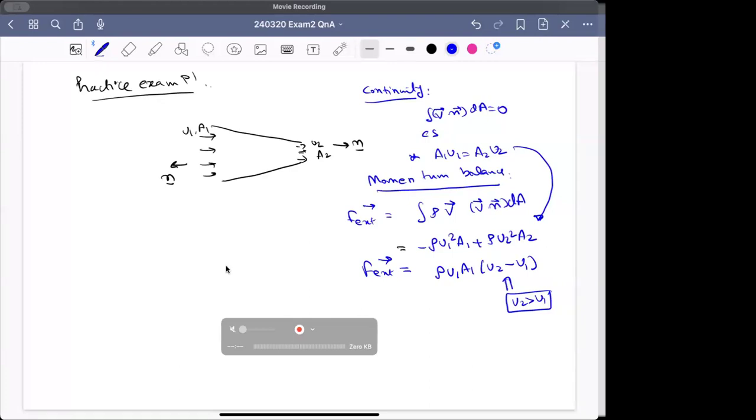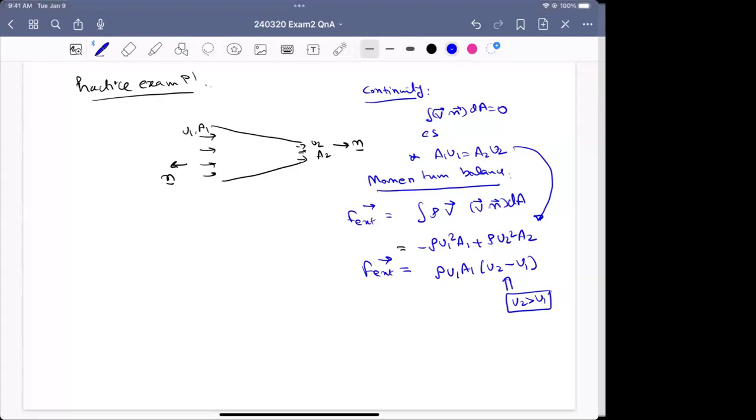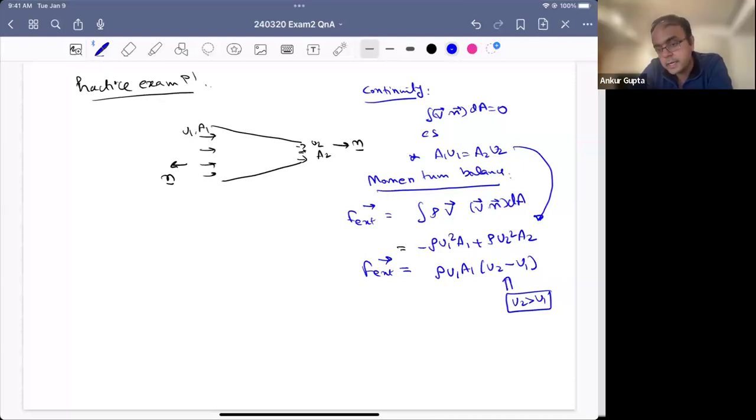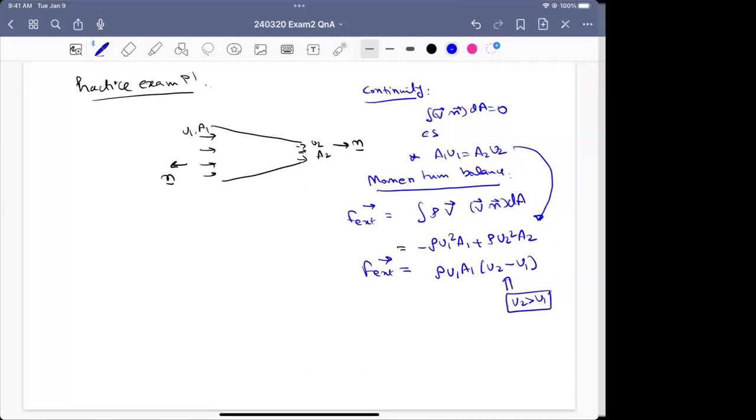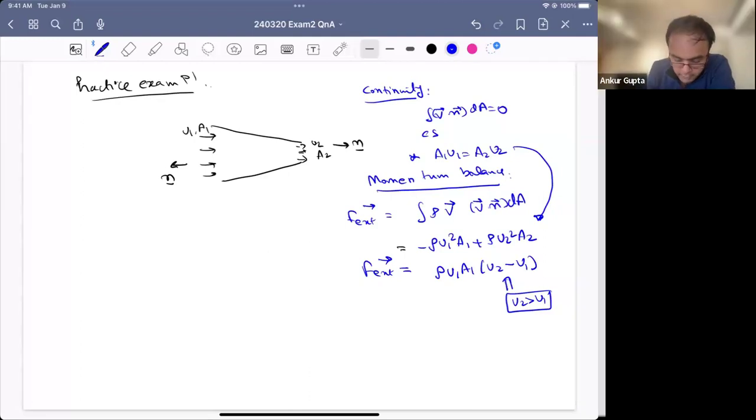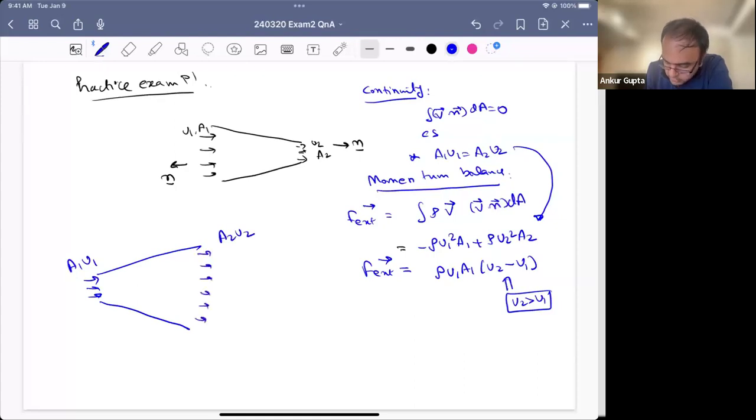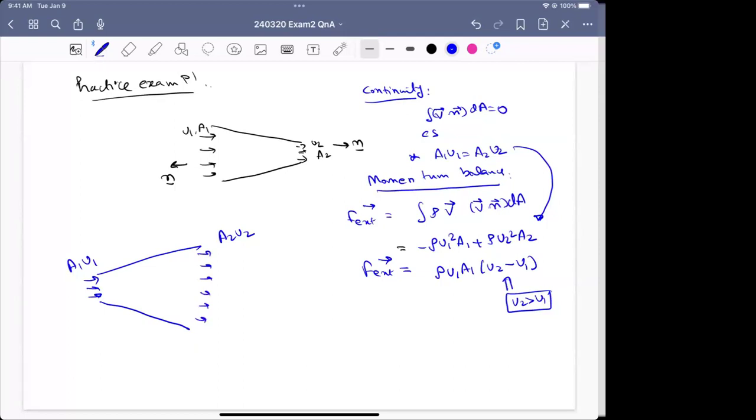Thank you. And what if the question was asking about a diverging tube, not a converging? Yeah, in that case, it will be negative. So everything basically would be switched, right? Correct. Yeah, exactly. So if it's a diverging tube, so if you have a tube like this, if this was A1, U1, A2, U2, everything will remain the same, but now U2 is less than U1, so F external would be negative. Okay. Yeah. Thank you. All right.